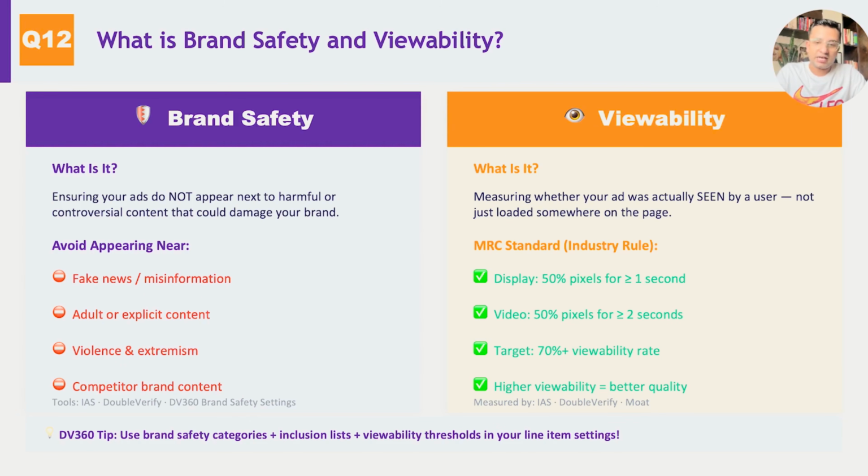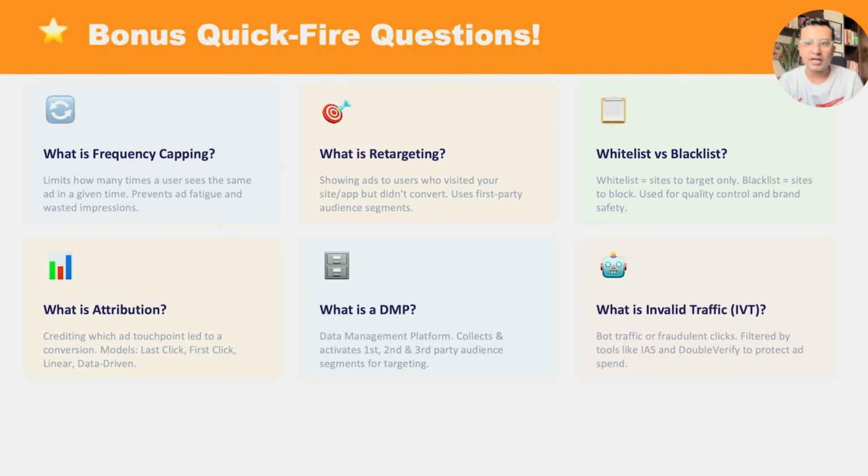Viewability can be measured by IAS, Double Verify, or Moat. These are the third-party tools. And a tip would be one should use brand safety categories plus inclusion list plus viewability thresholds in the line item settings to ensure viewability and brand safety settings. These are some bonus quick fire questions that can be asked in your interview.